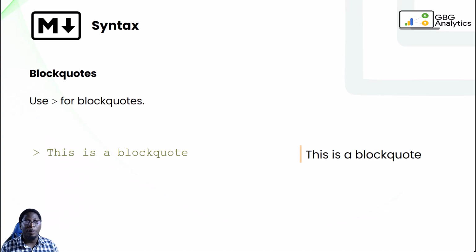To create a block quote, you will use a greater than symbol. For example, here I'm saying this is a block quote, and when I render it, it will come out like this. And if the block quote takes more than one paragraph, then for every paragraph you will put a greater than sign, and that will render it as a block quote, so that everything is in the block quote.